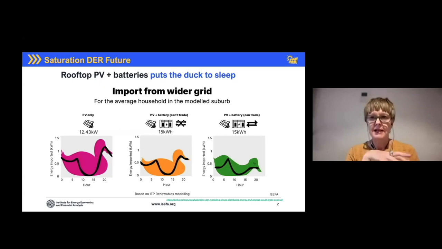And obviously the pink duck, particularly through the slides that Anton and Bruce showed you, is where we're at the moment. But as we get more batteries, then we will obviously move a lot of the solar generated during the day into the evening peak. And then once you can allow those batteries to trade, you will put the duck to sleep.